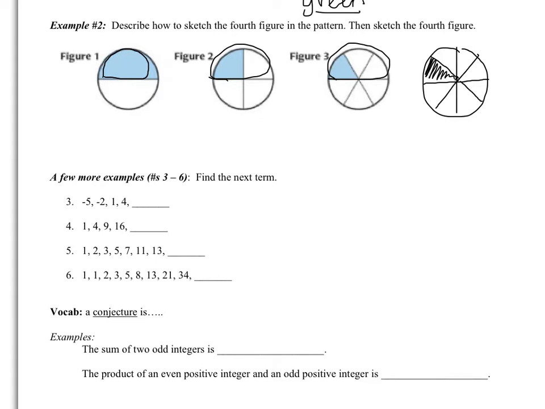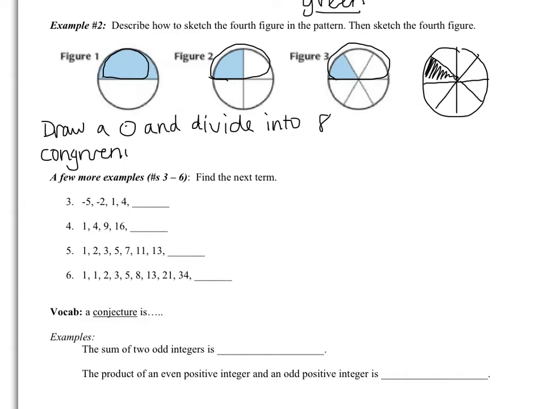It also says describe how to sketch the fourth figure. So I'm going to say we're going to draw a circle, and we're going to divide that circle into 8 congruent, I'm going to call them sectors. I just really mean slices. And then you are going to shade 1 slice.